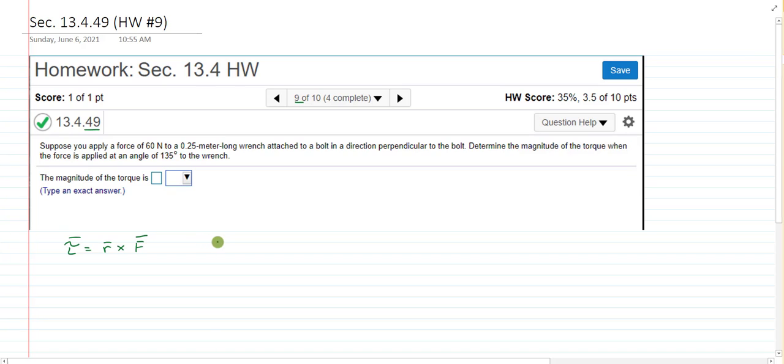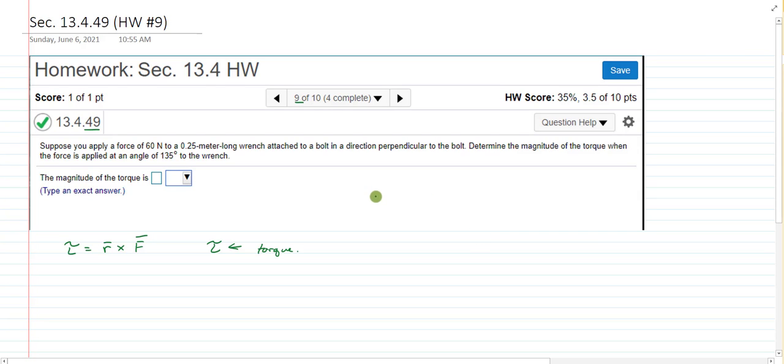So just so you know, this letter right here, that's the Greek letter tau, that's what we use for torque. Usually it's implied because it's torque, we don't need to put a line over the top, we know it's a vector. But this is our radial arm, and we're going to cross it with the force that we're applying to it, and that's going to generate the torque.